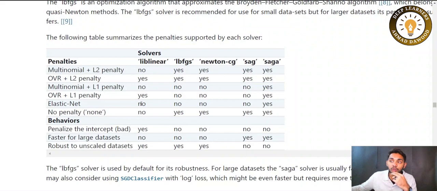Okay, this table you can use when you are doing some hyperparameter tuning of your logistic regression, and you are figuring out which parameter values should be good for your model. Then you can see that table, and it gives you all the limitations and the accessibility of the solvers. Okay, where and in which case you can use that solver.